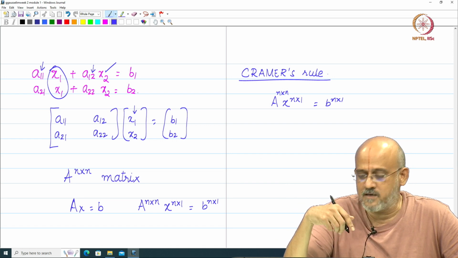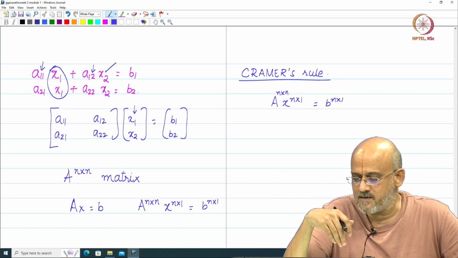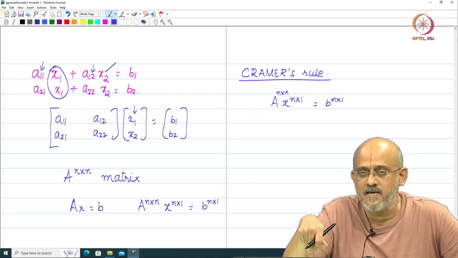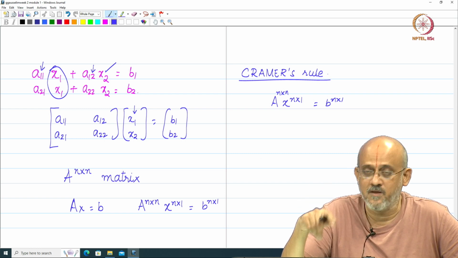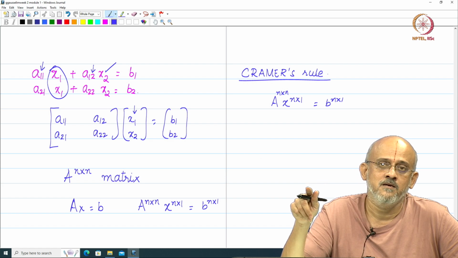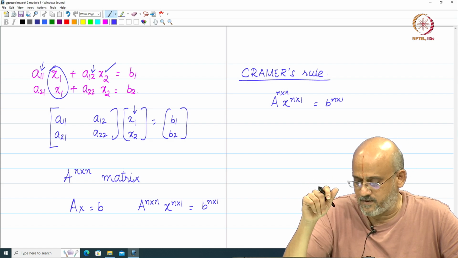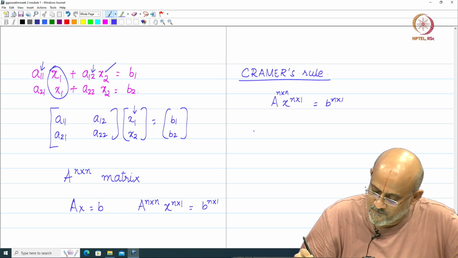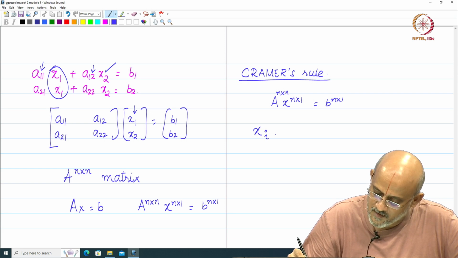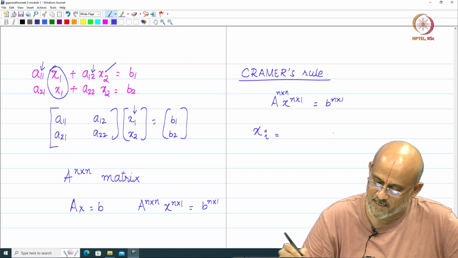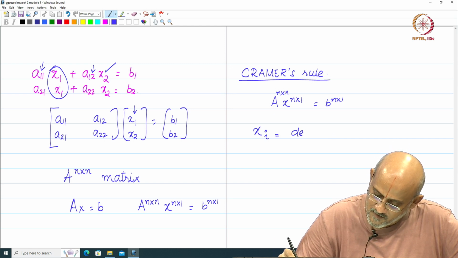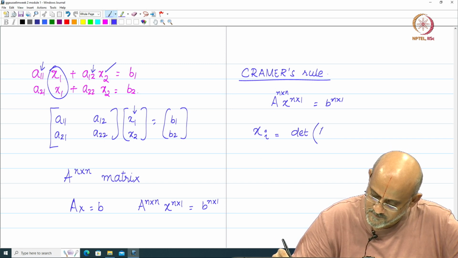Since we have brought in the idea of determinants here, the matrix A, n by n, must be a non-singular matrix; only then will we have the determinant of A be non-zero, is that right? So Cramer's rule states that for every xi, for i equal to 1 to n, how do you find xi?